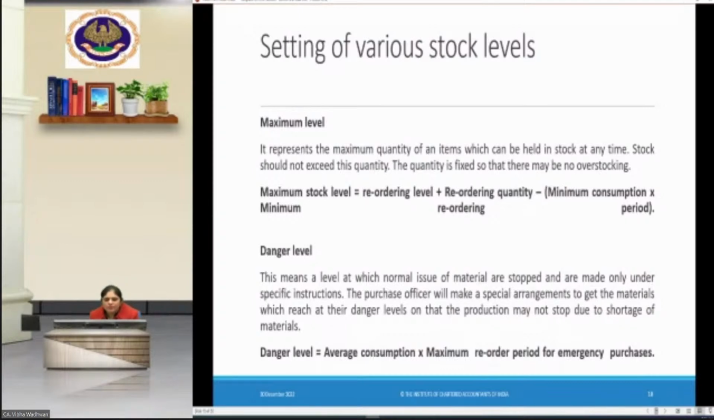And how to calculate this? Average consumption into maximum delivery time for emergency purchases. Let us say the normal delivery time for normal purchases is 15 days. For emergency, it could be 9 days or 8 days. So emergency delivery time should be less than the normal delivery time, but again, it also has a delivery time. So average consumption into maximum reorder period for emergency purchases.